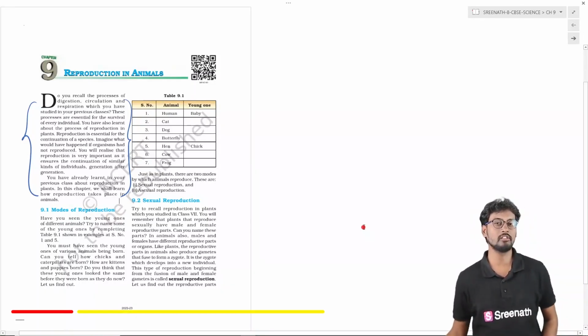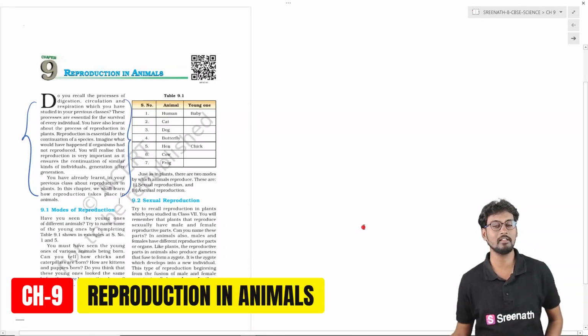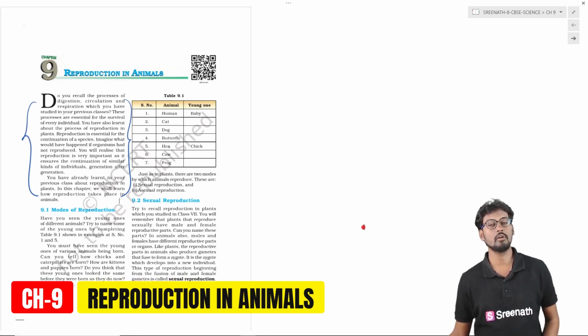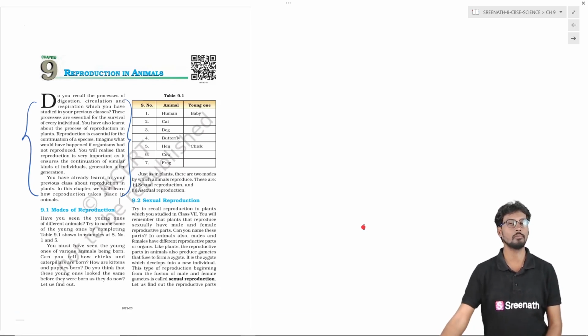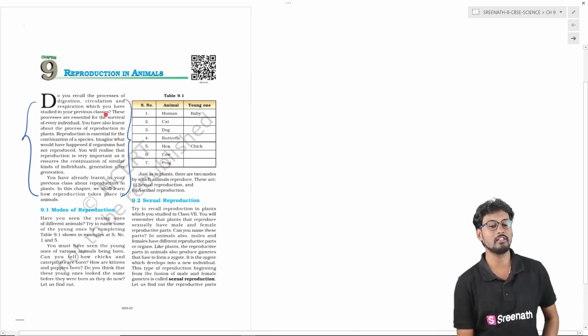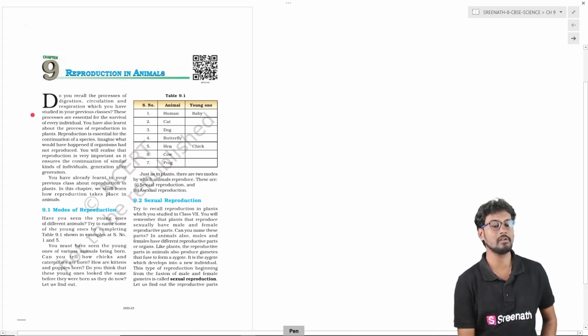Now we are going to discuss the CBSE 8th standard, the 9th chapter, Reproduction in Animals, in Biology. In the first session we are going to discuss each and every topic, that is the overview, and thereafter we will discuss the overview in detail, and finally we will end up with the summary.